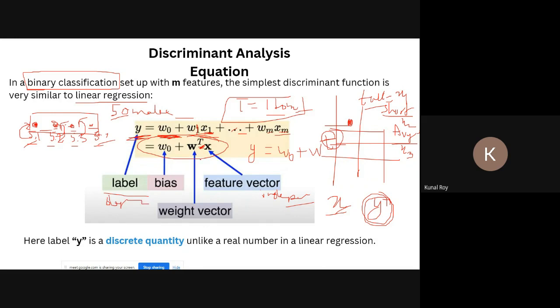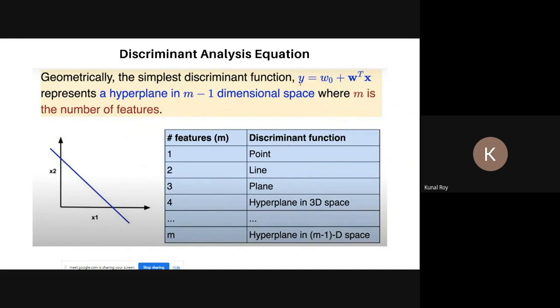If we want to make a relationship between the dependent and independent variable, we can say that y is equal to w0 plus w transpose x, that is, w^T x. This is a discriminant function for a discriminant analysis, which is always used for doing analysis for each and every discrimination of the features. So this is the basic equation for the discriminant analysis.